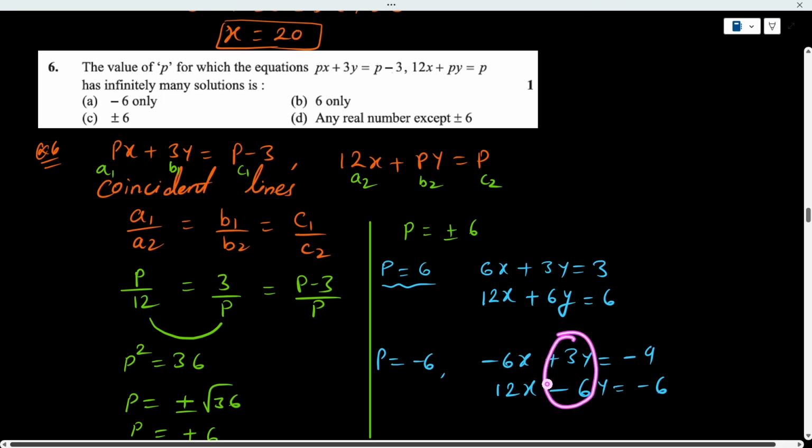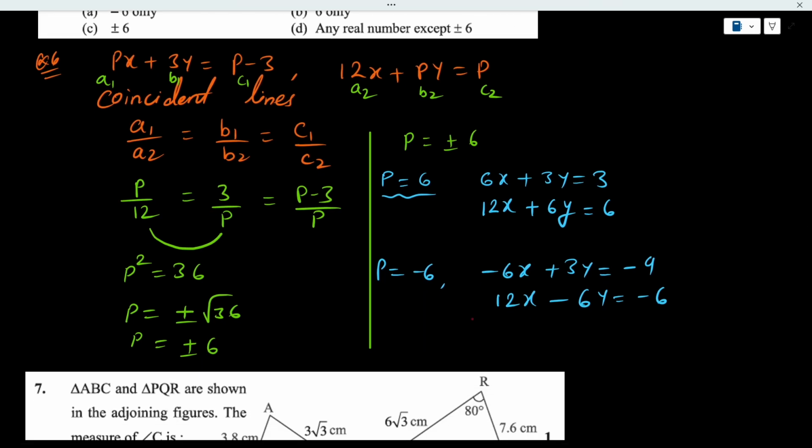3 by minus 6 is minus half, but this is not looking like 1 by 2, right? Negative 1 by 2. So we have to cross check here. How can I cross check? Minus 6 by 12, 3 by minus 6 and minus 9 by minus 6. If I do cancellation here, it is minus half. The second one also is minus half.